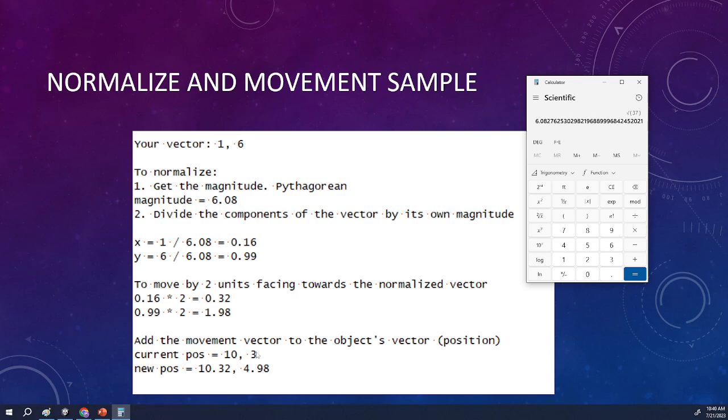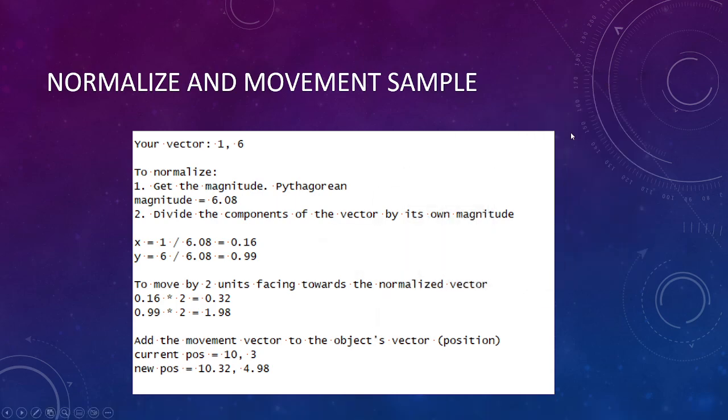So let's say our current position is 10 and 3. We just add it. We get 10.82 and 4.98. Alright, that's just a sample.